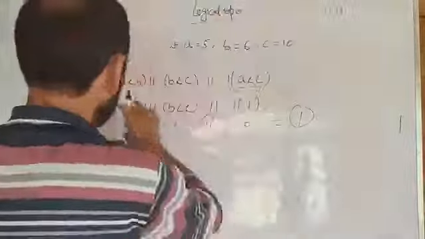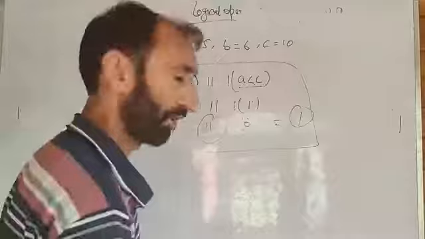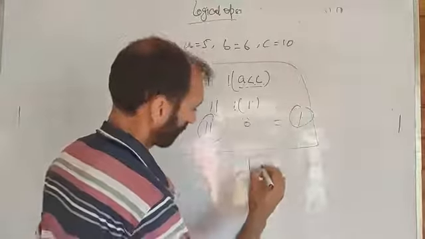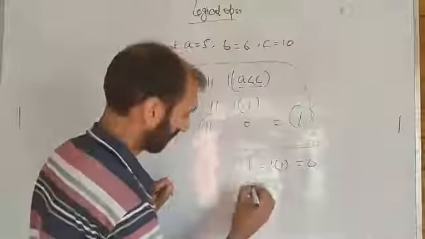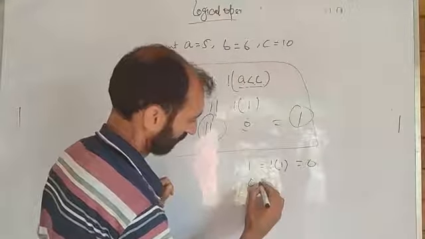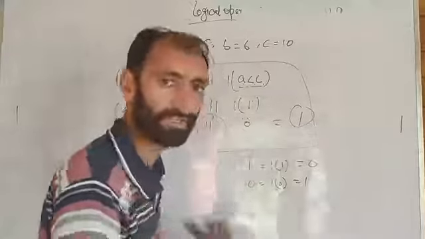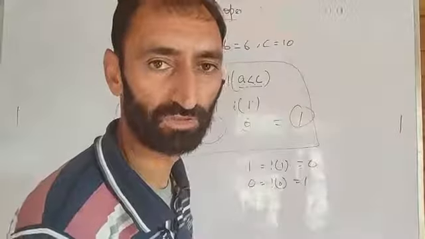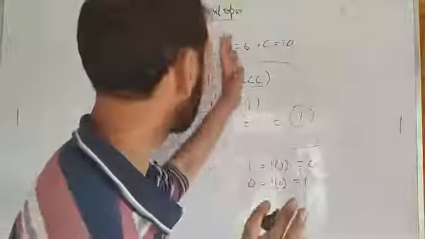NOT toggles the value. NOT 1 gives 0, and NOT 0 gives 1. So 0 becomes 1 and 1 becomes 0. True becomes false, and false becomes true.